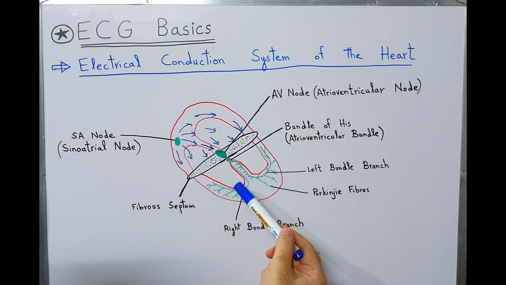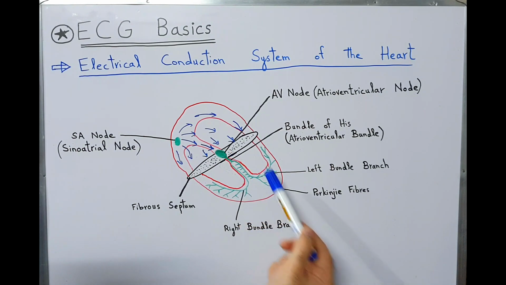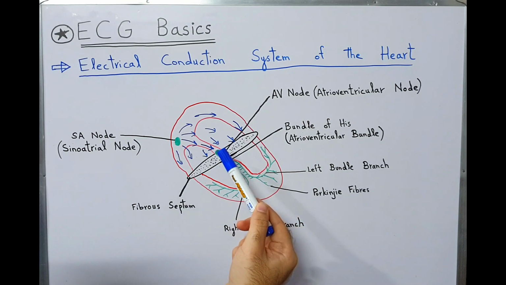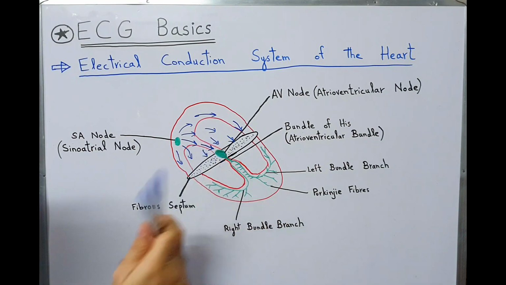Bundle of His, right and left bundle branches and Purkinje fibers. These are all fast conducting fibers. And the AV node is a slow conducting structure. It is specialized for slow conduction so that there is a delay. This delay of current in the AV node is important.